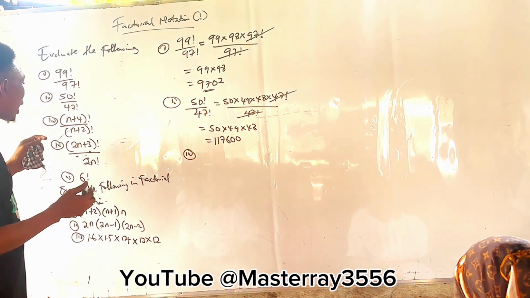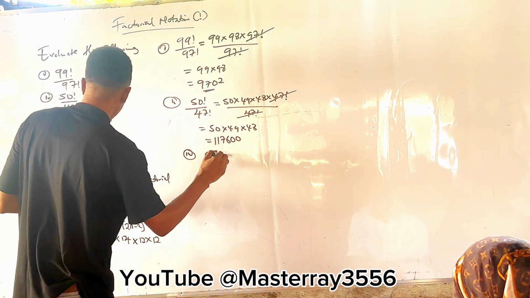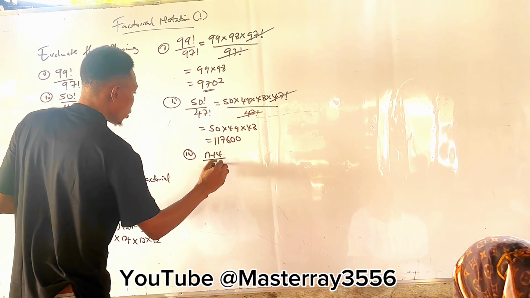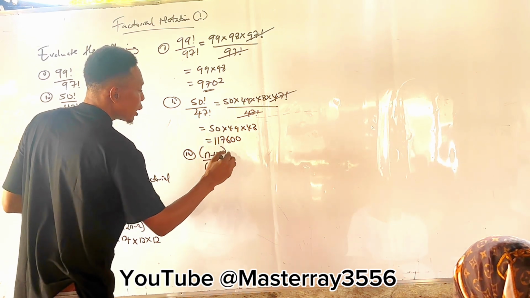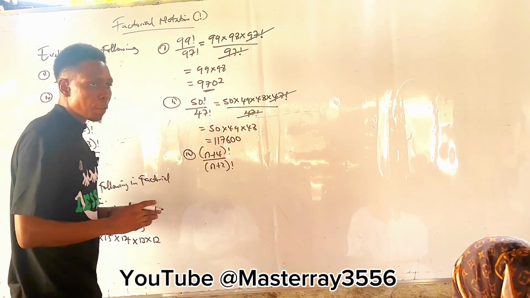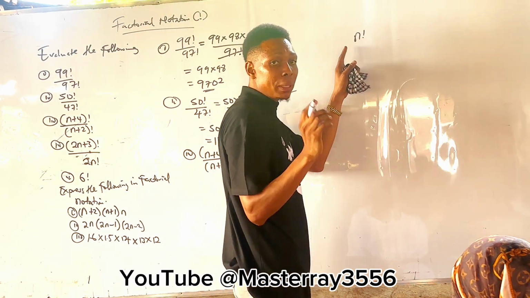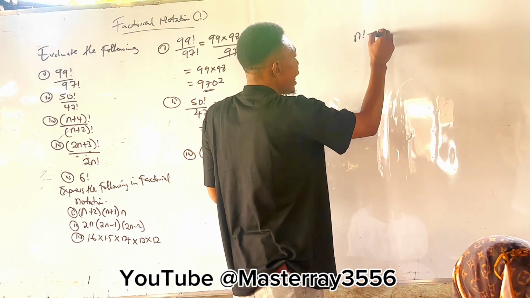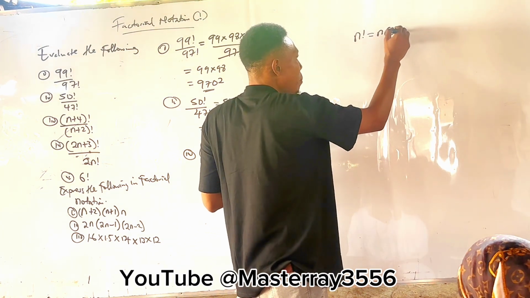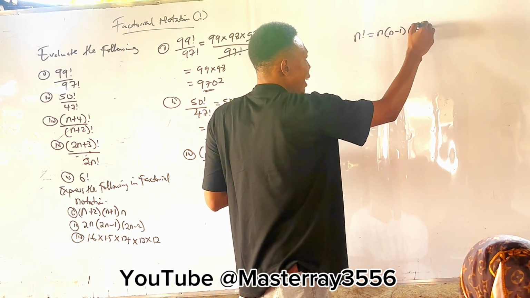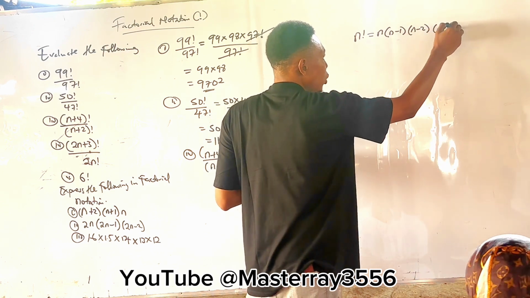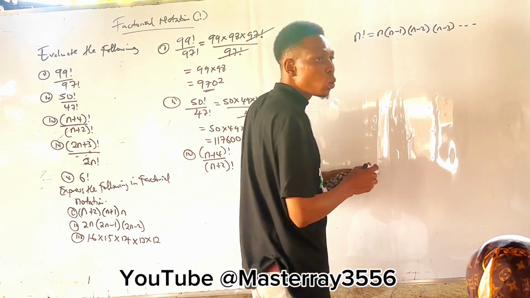So number 3. This time you are given n plus 4 factorial over n plus 2 factorial. Now please pay attention for this. Now we have the value n factorial. Our n factorial is n times n minus 1, n minus 2, n minus 3, and so on and so forth.